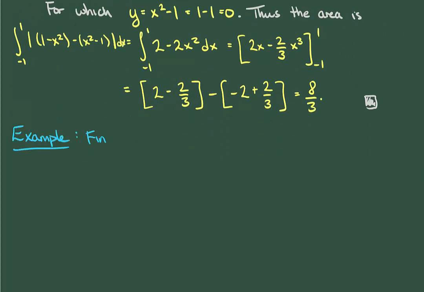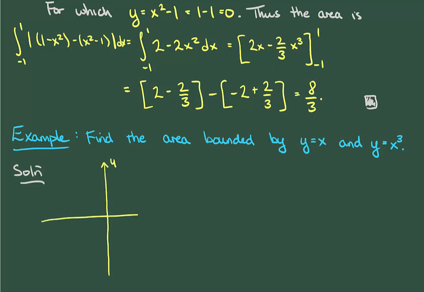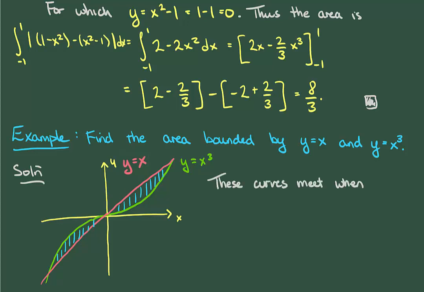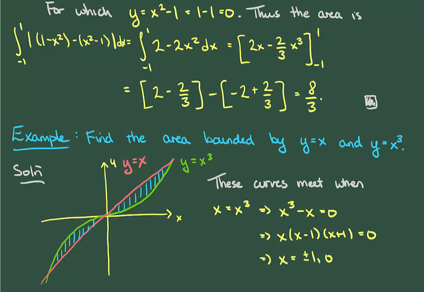In this next example, we'll do something a bit more complicated. Let's find the area between y equals x and y equals x cubed. As always, let's make a graph to start. Again, we see that there is a lot of nice symmetry here, but I want to show you how we deal with the fact that x cubed is bigger than x on one half and less than x on the other half. To find where these two curves meet, we equate the two functions and solve for x. This yields x equals plus or minus 1 and 0 as our solutions.